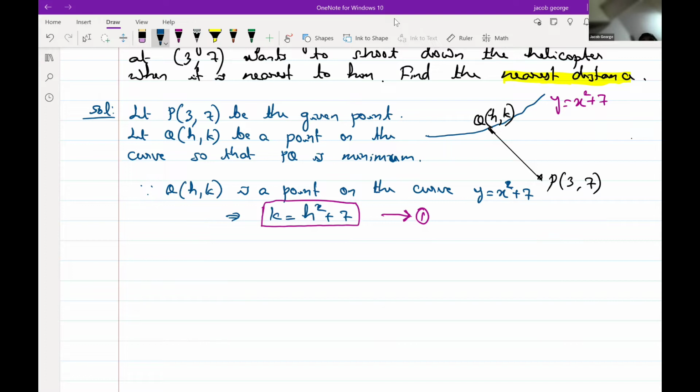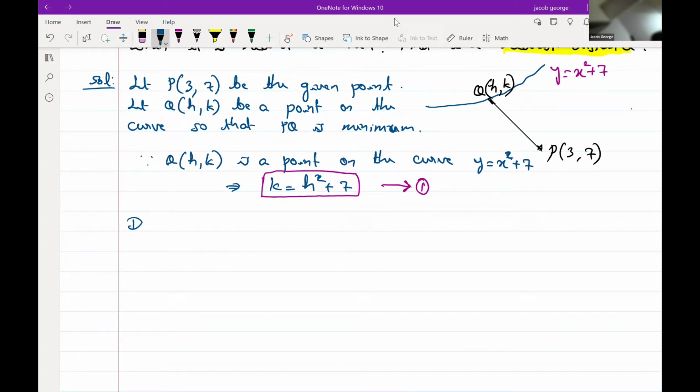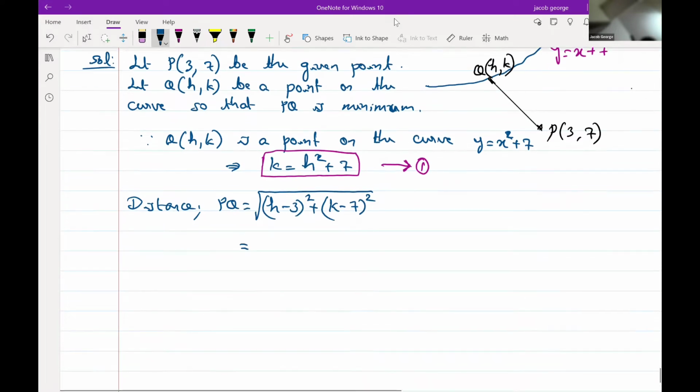Now we are going to take the distance PQ using the distance formula. According to our question, the distance should be minimum. Distance PQ is root of (h minus 3) the whole square plus (k minus 7) the whole square. This is the formula for distance PQ.